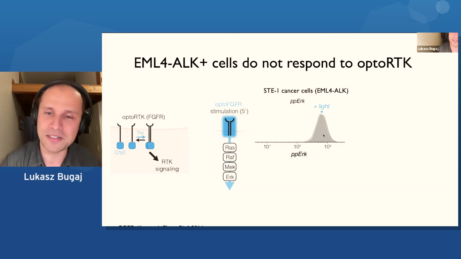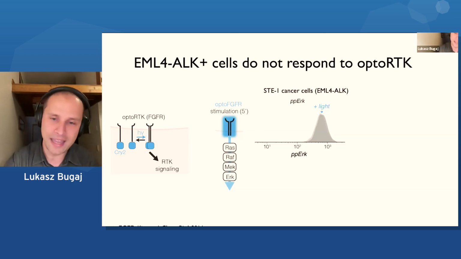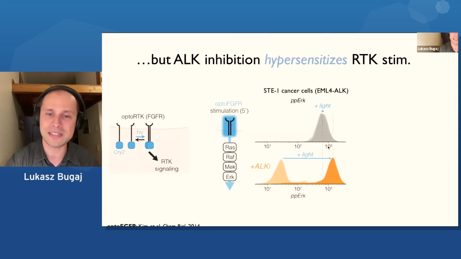And the first response is always, well, maybe this is a cancer cell. It already has a lot of high signaling because that's what the oncogene does, so why would you expect a signal? But actually that's not the case, because when you do this experiment in the presence of an ALK inhibitor, two things happen. One is that the basal signal goes down, and that makes sense because you block the oncogene.